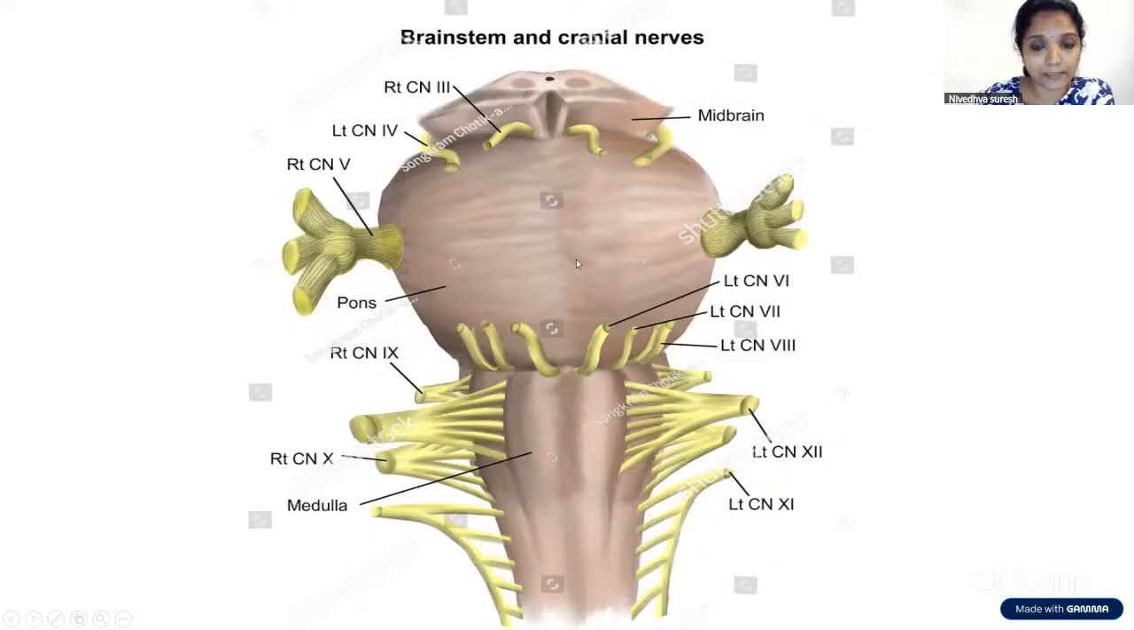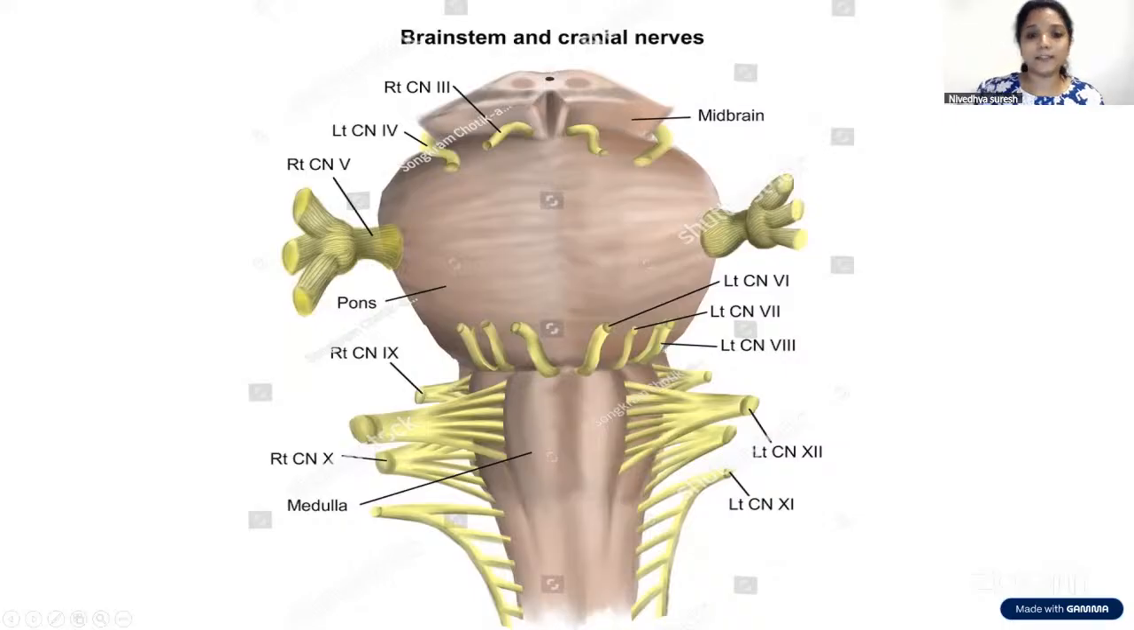And this is the midline, right? This is the median fissure, and this is the anterior median fissure. The anterior median fissure divides the brainstem into right and left halves, and we can see cranial nerve number 6 on the medial aspect, near the median fissure. And as we go from medial to lateral, we can see the sixth cranial nerve followed by the seventh cranial nerve and the eighth cranial nerve.